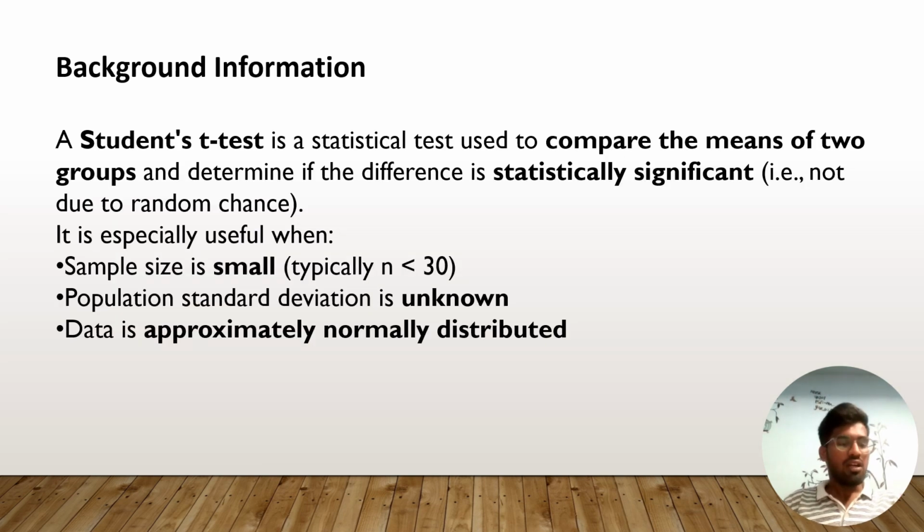A student t-test is a statistical test used to compare the mean of two groups and determine if the difference is of statistical significance or due to random chance. It is useful when the sample size is small, less than 30, the population standard deviation is unknown or known, and the data is approximately normally distributed.